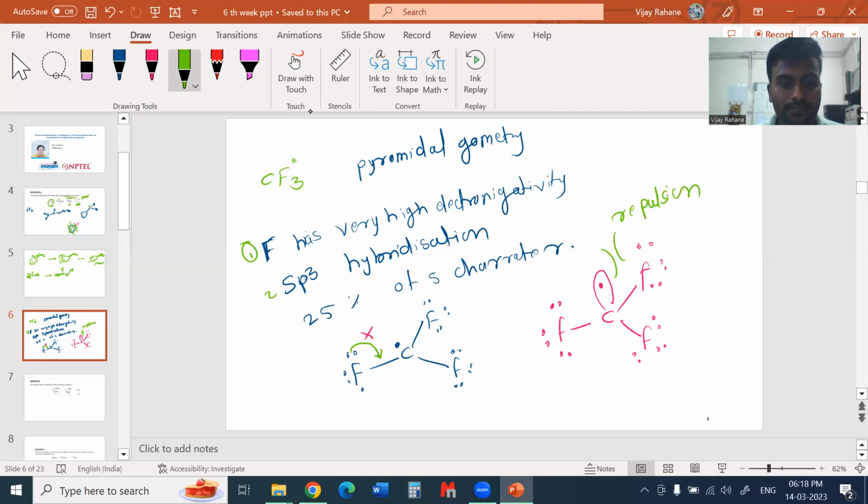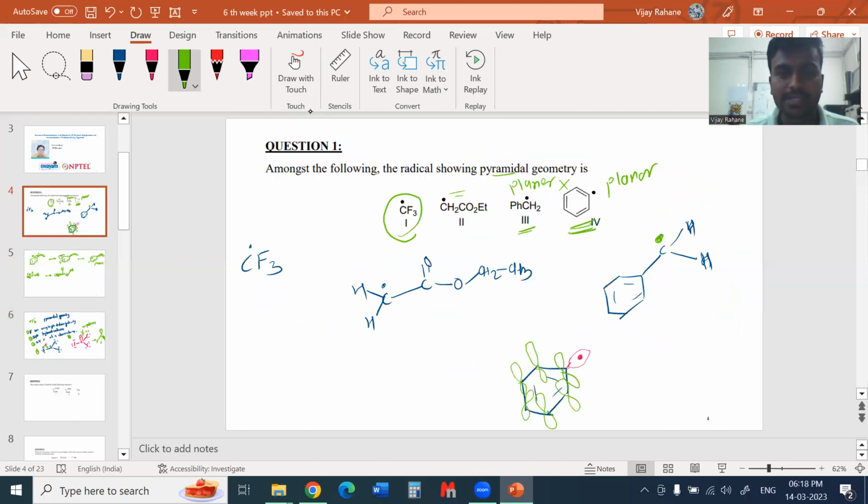So the repulsions happen between this lone pair and this radical and the electron pair on the fluorine atom. So that's why this fluorine atom tries to stay in a pyramidal form. So this is why the CF3 is in the form of pyramidal, it has the pyramidal geometry.